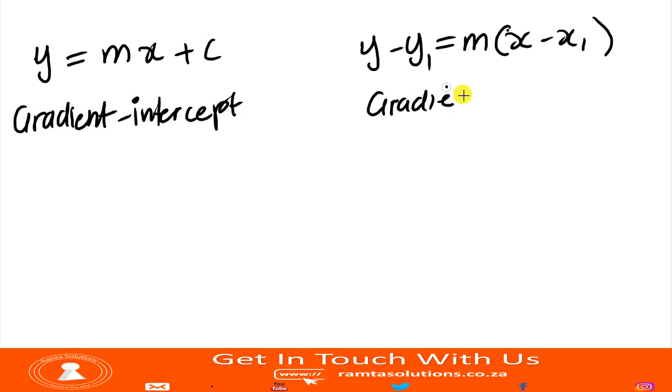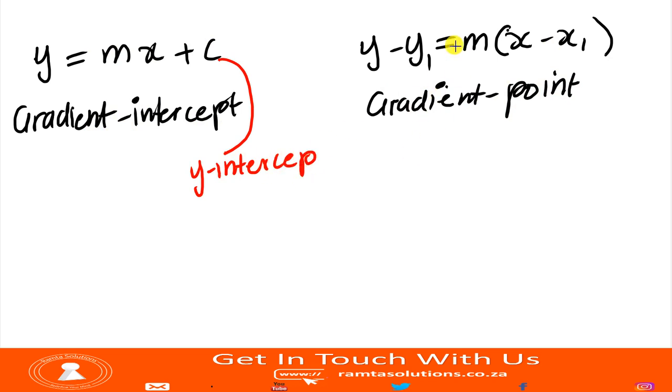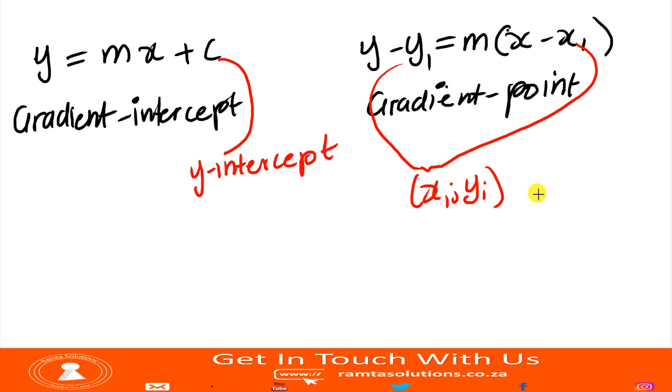With the gradient point form, you are given a gradient and another point. But with the gradient-intercept form, you are given a gradient and a y-intercept. Of course, you know M is the gradient. Here c is your y-intercept, which you can read from your graph. And here, x1 and y1 is your point, another point given.